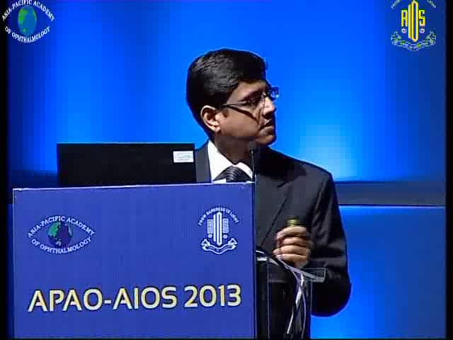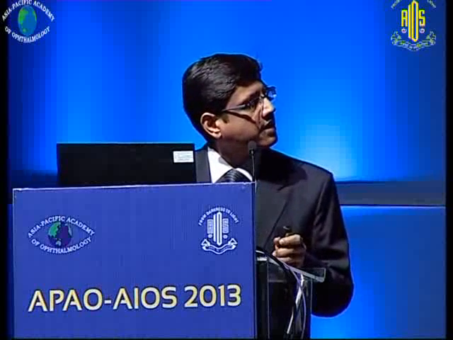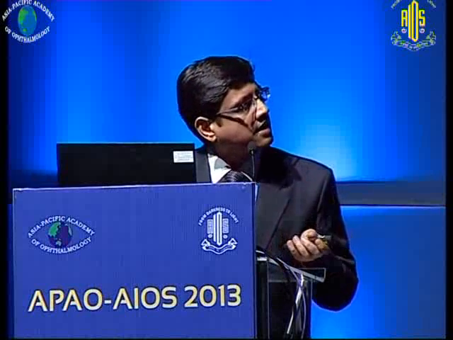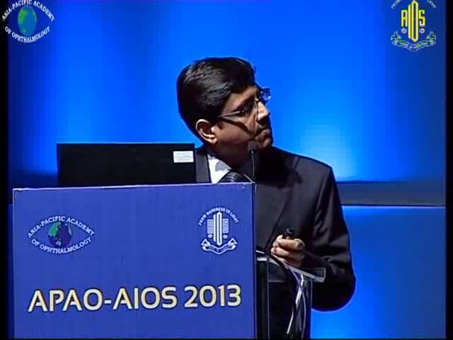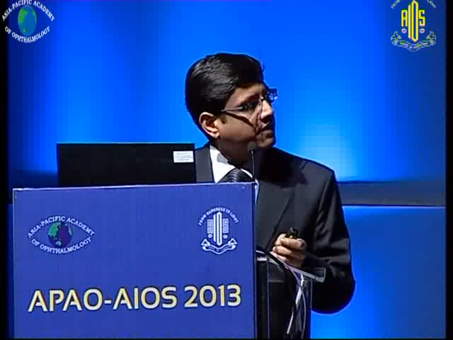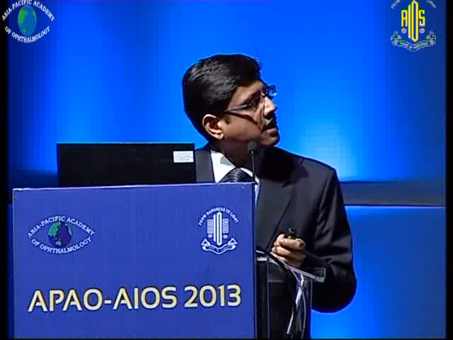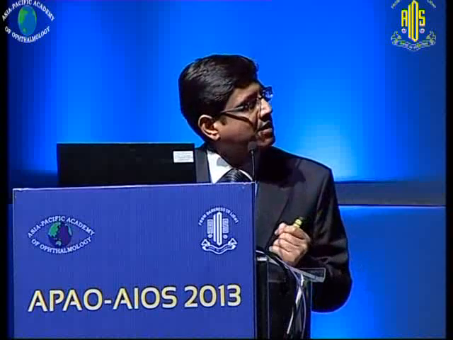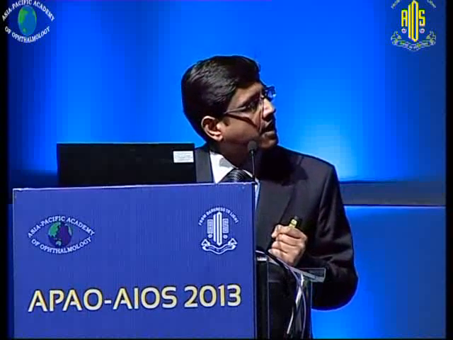Now, these are a few examples of cases where I have repaired iridodialysis. This is a case which was left aphakic. This is a bad-looking corneoscleral perforation which has been repaired along with an inferior iris defect. This is a case of iris coloboma along with subluxation which has been repaired.